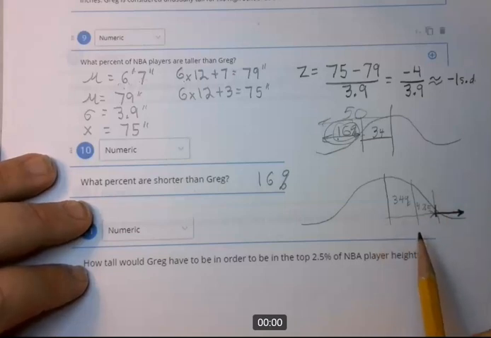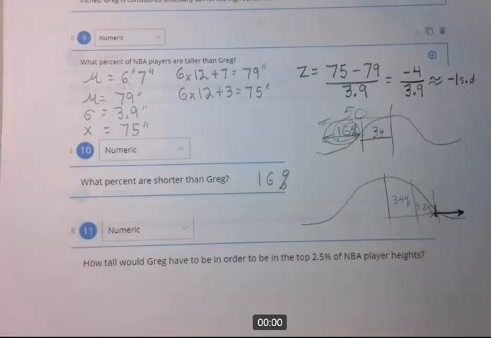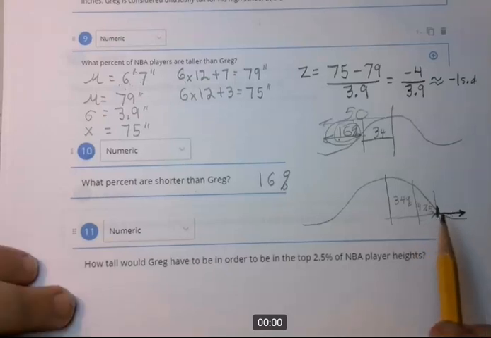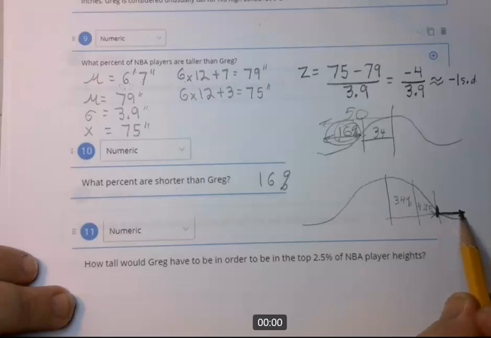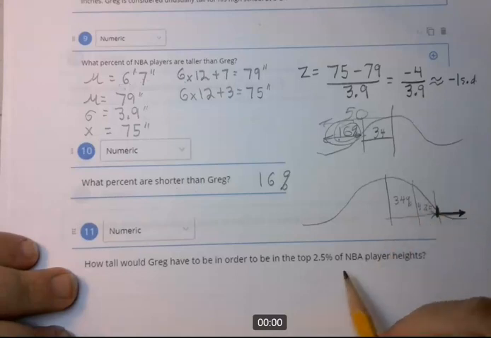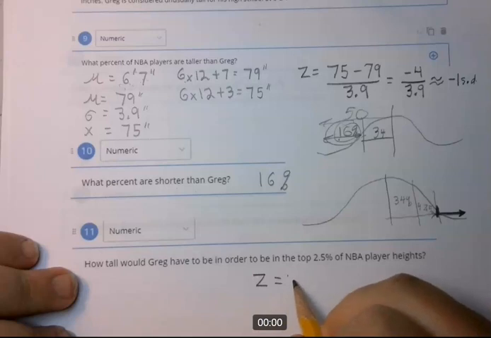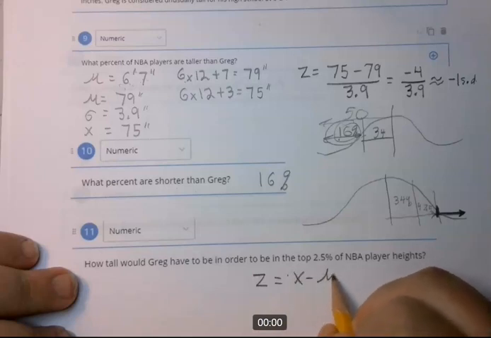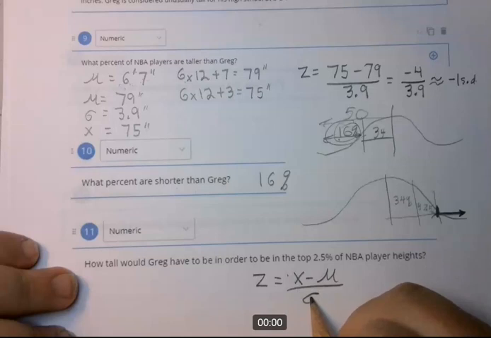So basically it's 2 standard deviations away. In other words, what height would he have to be, 2 standard deviations away? So this one you have to work the formula a little bit differently. He wants to be 2 standard deviations away because that'll make him shorter than only 2.5% of the NBA players. Okay, so that would put him in the top 2.5%. So the Z value here is going to be 2. Here's the formula again. So let's write the formula. It's X minus mean over standard deviation.